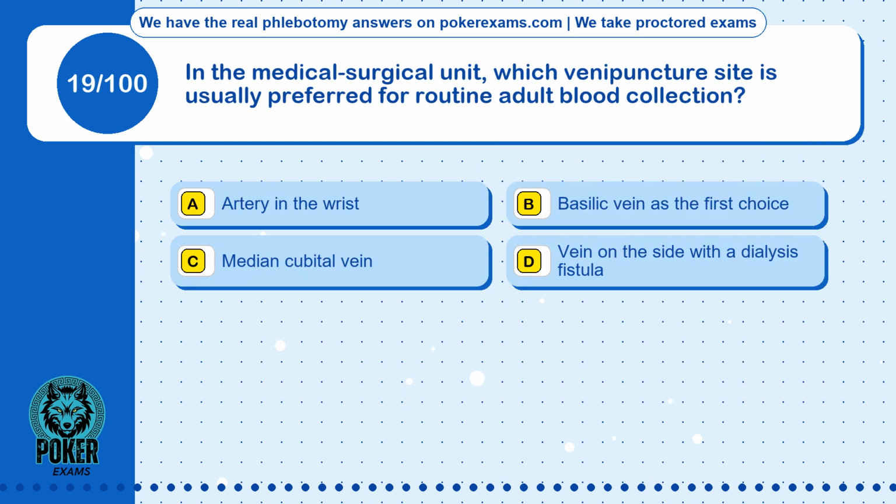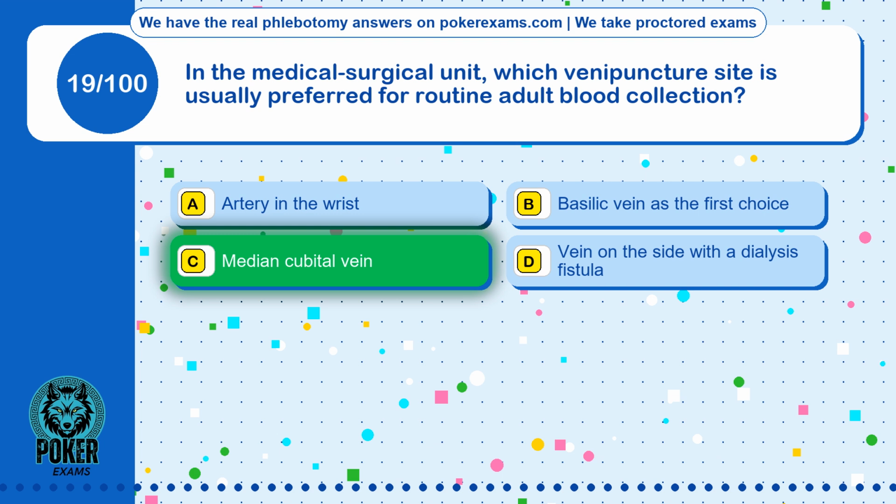Question 19. In the medical surgical unit, which venipuncture site is usually preferred for routine adult blood collection? Option A. Artery in the wrist. Option B. Basilic vein as the first choice. Option C. Median cubital vein. Option D. Vein on the side with a dialysis fistula. The correct answer is option C.